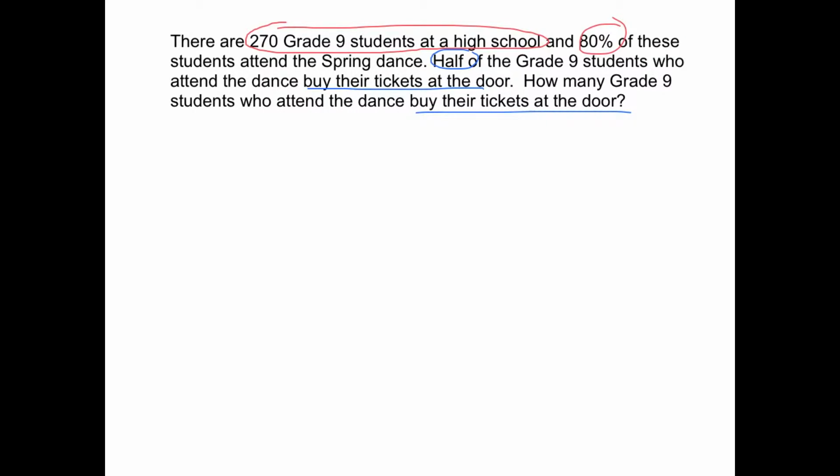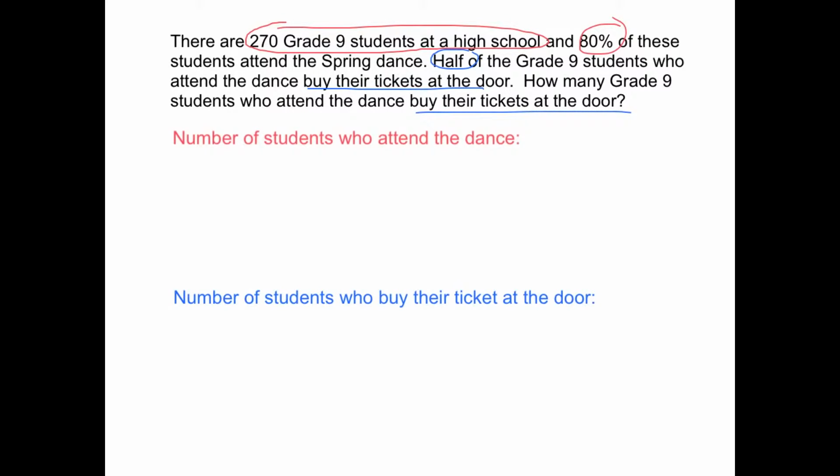So for today's lesson, we're going to use equivalent ratios to solve this problem. Recall that a ratio is a comparison between two quantities. So first we need to figure out what the two quantities being compared are. Let's break down this question. There are two different things we need to find out. First, how many students actually attend the dance, and then, of these students, how many of them buy their ticket at the door.